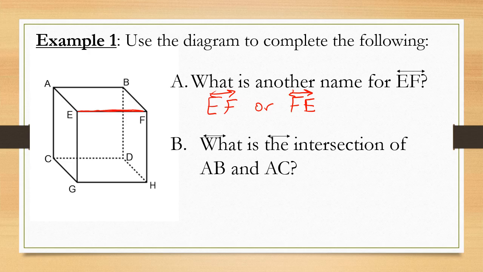Then it says, what is the intersection of line AB and line AC? So when I look at line AB, here's AB, and when I look at line AC, two lines or two line segments always intersect in a point. In this particular case, they have point A in common.